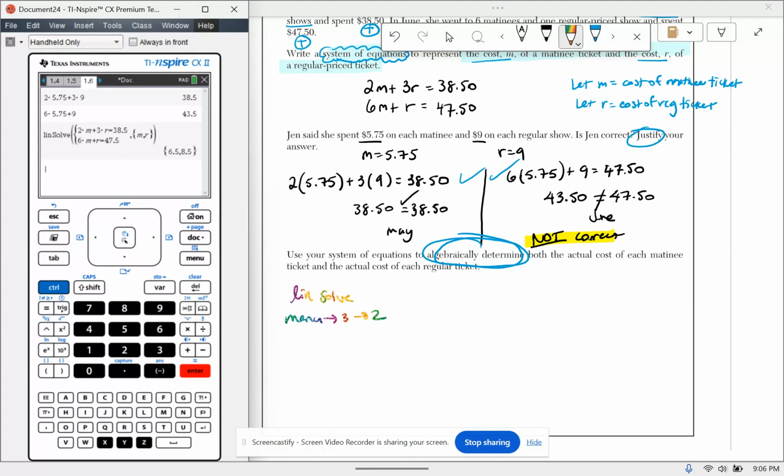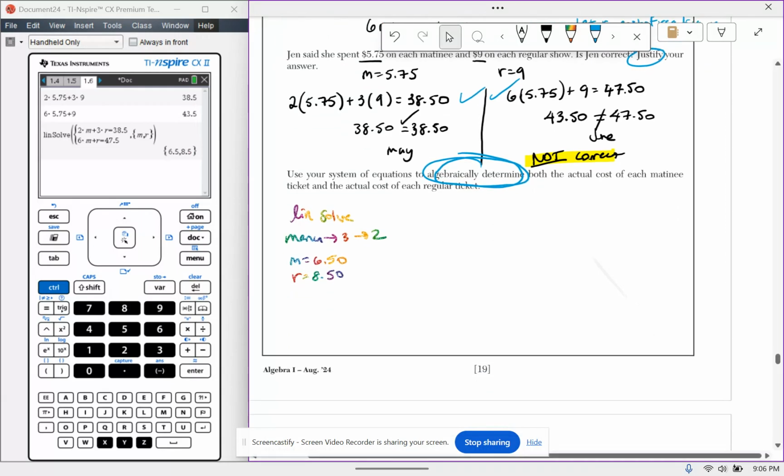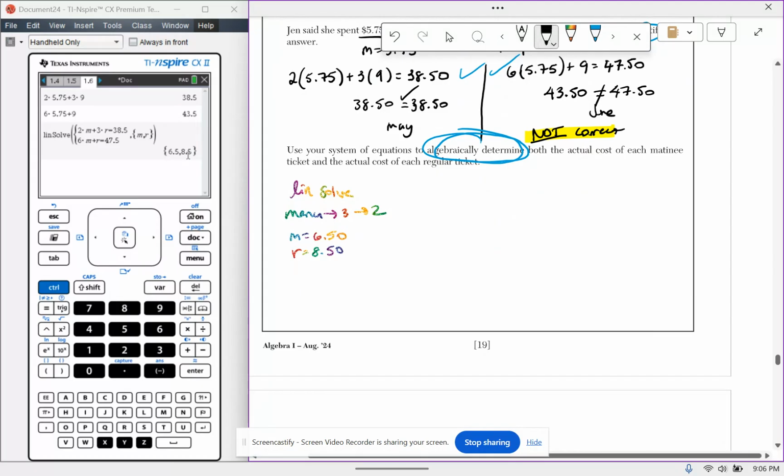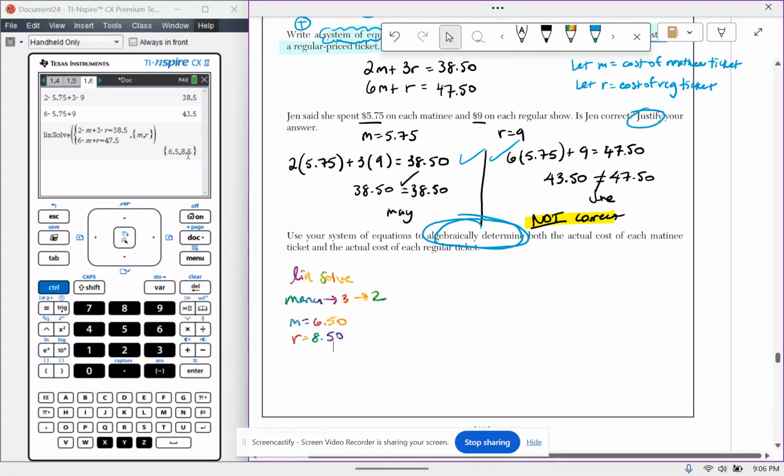And then I just type it in and I get m is 650 and r is 850. All right, cool. So that's where I'm headed. I'm going to know as I do my math if I'm on the right track or not, right? So I've got 2m. Oh no, my pen's dead.